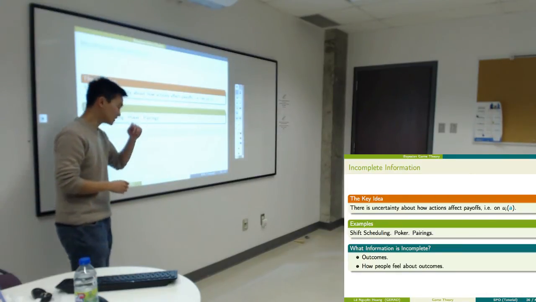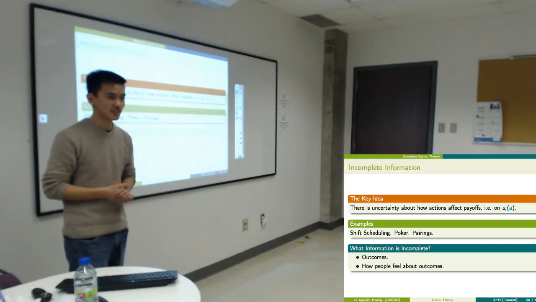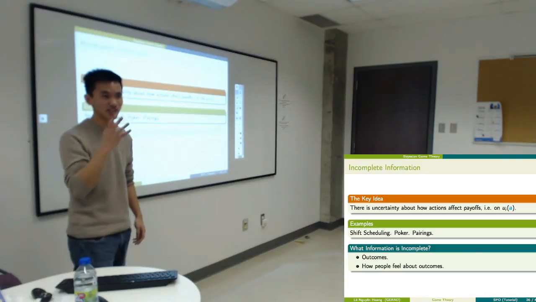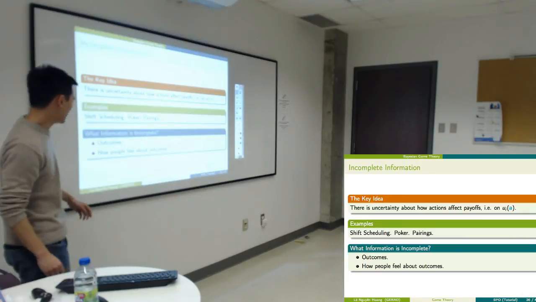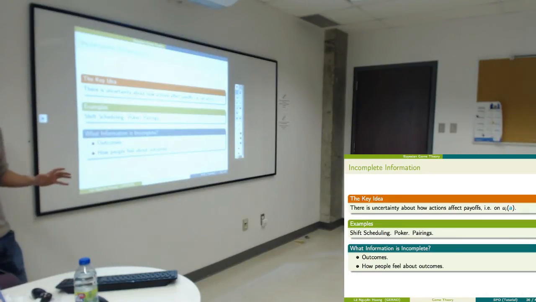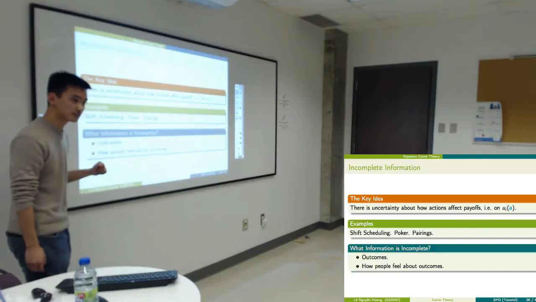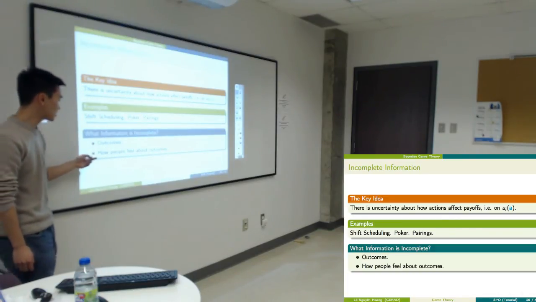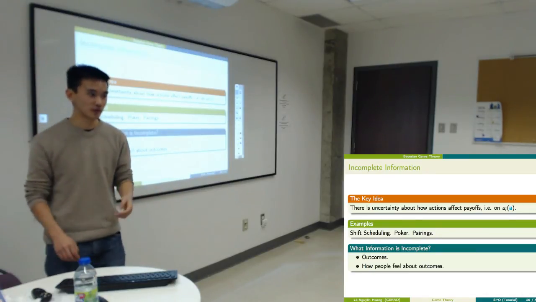Another example is pairings. If you want to make teams of two, well, you don't know how people will feel about being in your team. So there is a lot of information that can be incomplete. There can be incomplete information about the outcomes, like in the case of shift scheduling, for instance. And there's also uncertainty about how people feel about the outcomes, how people feel about being with you.